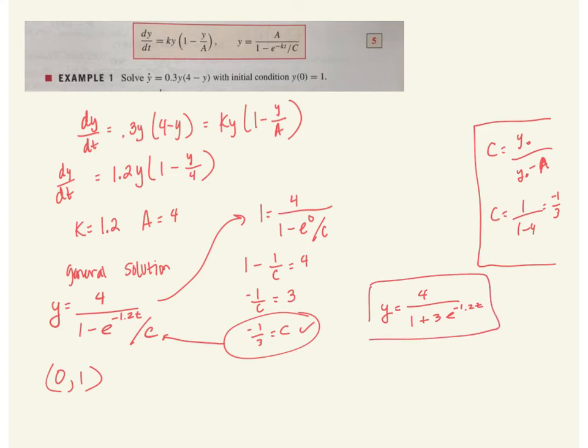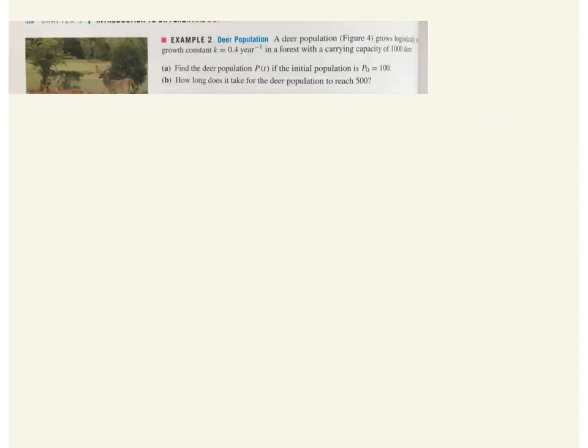Okay. The second one, a little bit of context. Now we're looking at a deer population, pretty relevant for the town of Princeton in particular.